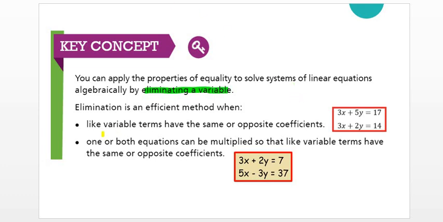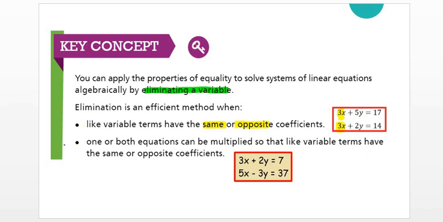Okay, now the like variable terms have the same or the opposite coefficient. So look at this, here we have some like terms in both the equations. 3x and 3x, they are the like terms. So there is a possibility that these like terms will have the same or the opposite coefficient, meaning this 3 and 3 maybe have the same sign or maybe different signs. So we are going to discuss both cases, with same signs and with different signs.